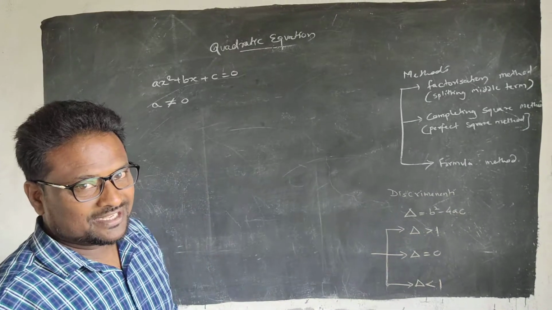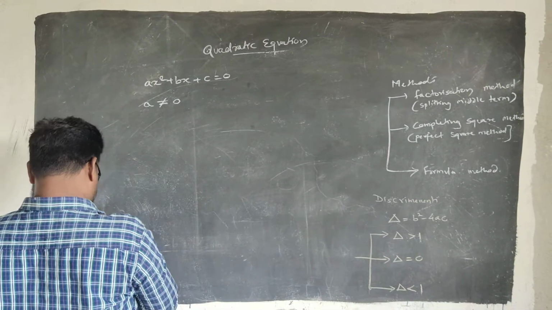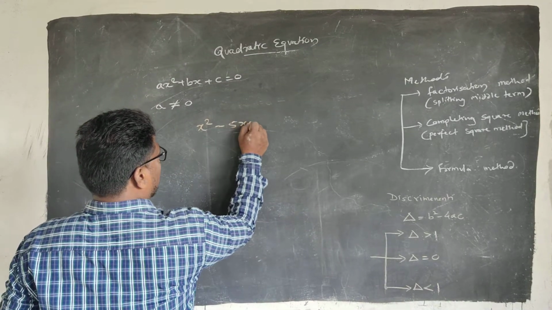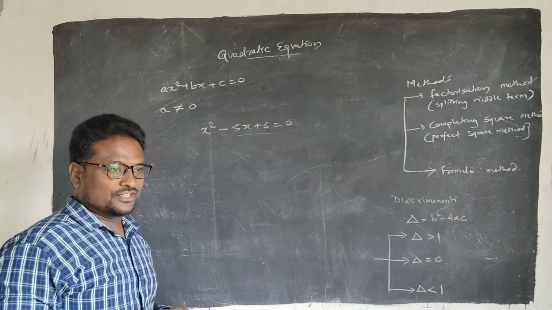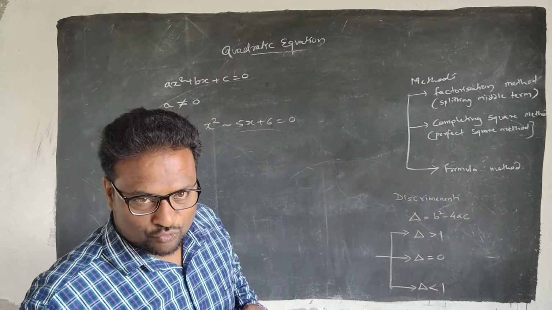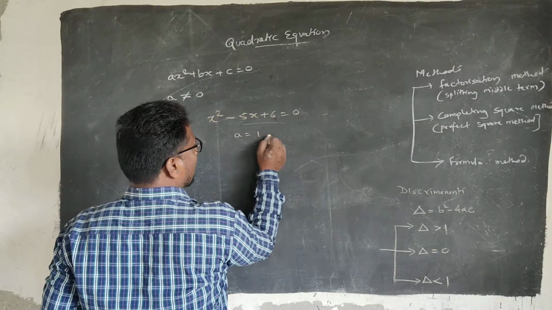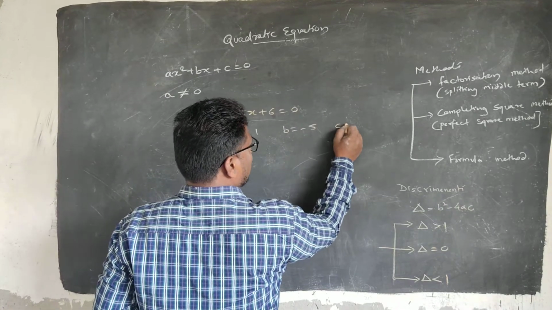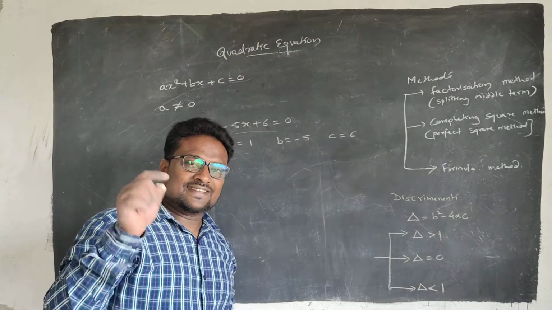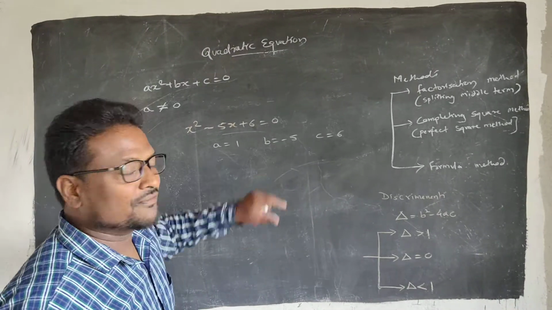Let us see how it can be solved for a simple example. Let us consider a simple example: x² - 5x + 6 = 0. Let us see the values. If you compare this quadratic equation with ax² + bx + c = 0, we get a = 1, b = -5 and c = 6. Here you have to split 6, the value of c, such that its sum comes to the value of b.